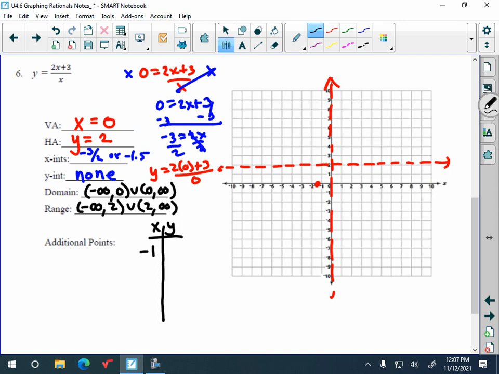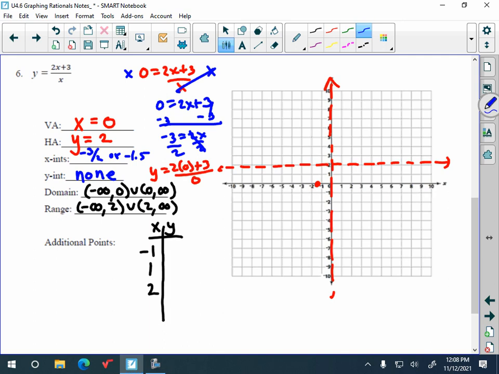All right, then I need 2 points that are on the right side to get the 2 points up here. So 2 x values that are bigger than 0. I could use positive 1 and positive 2. It works pretty nice. Plug those in for x and simplify it.